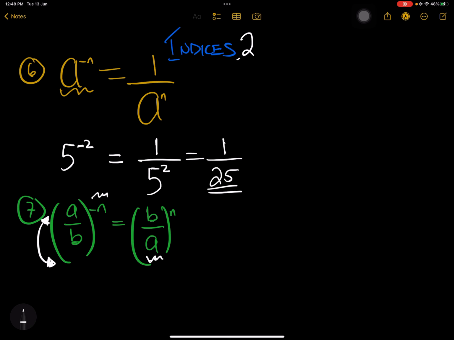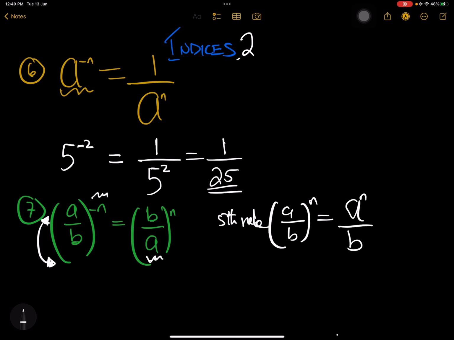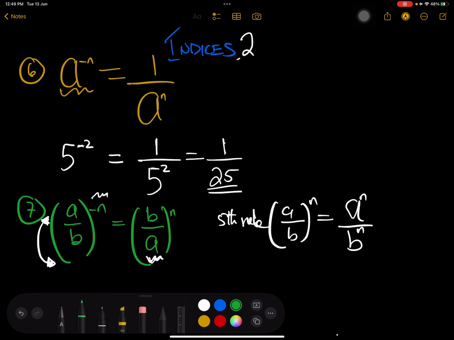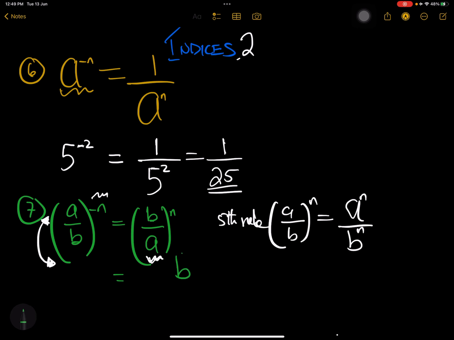And then from here, we apply the fifth rule. Remember, the fifth rule says that if you have a divided by b to the power of n, it is the numerator to the power of n divided by the denominator to the power of n. And that's where we are now. So here, we have b, the numerator to the power of n, divided by the denominator to the power of n. And that's the seventh rule.